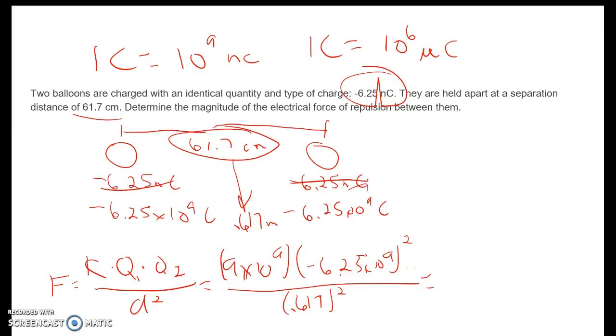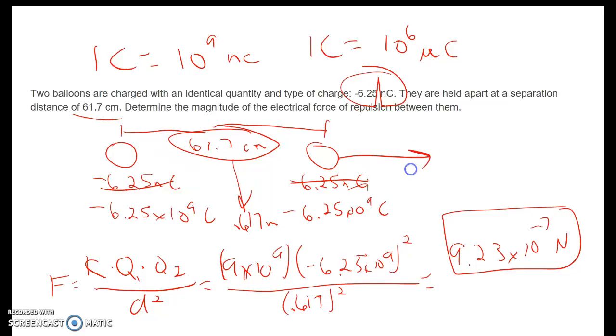You punch all these numbers in your calculator, and what you should get is a force of 9.23 times 10 to the negative 7 newtons. This is a really small force, and this is what we expect with really small charges. Nanocoulombs, small force. So that means that this balloon is going 9.23 times 10 to the negative 7 newtons to the right, and this object's going to the left with the same.